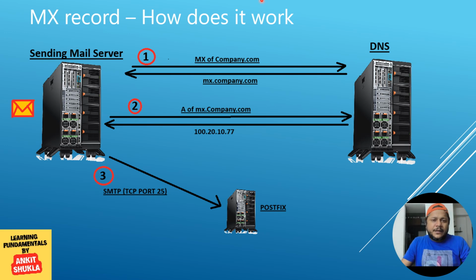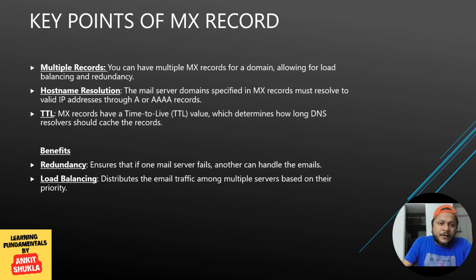If there is no MX record, then the sending server will ask for an A record, which is like the fallback solution. In case mx.company.com does not work, then it will ask for the A record of mx.company.com or company.com, which will probably be something like, for example, 100.20.10.77. This is how MX works in real world scenarios.